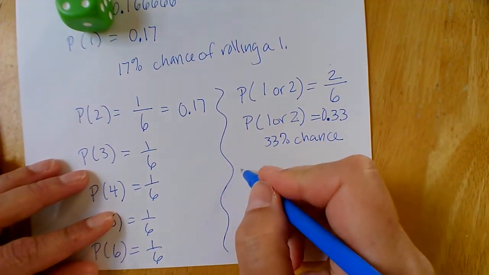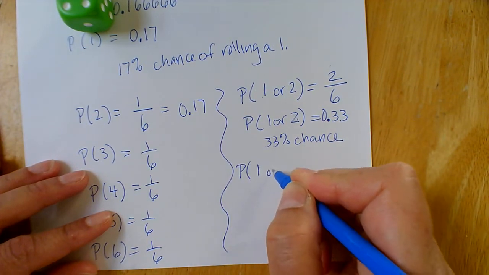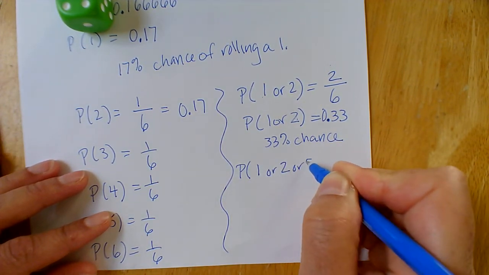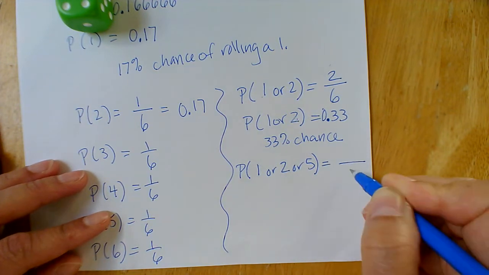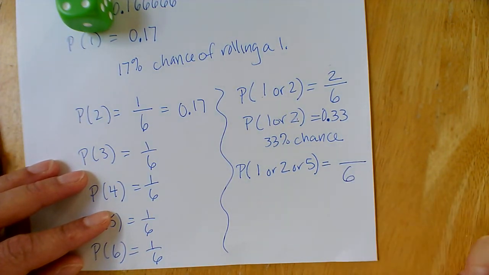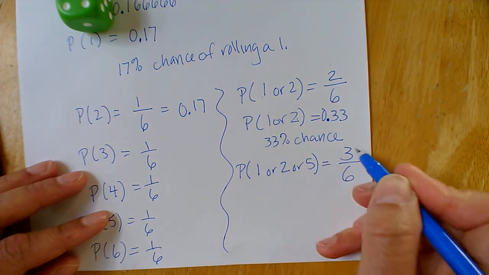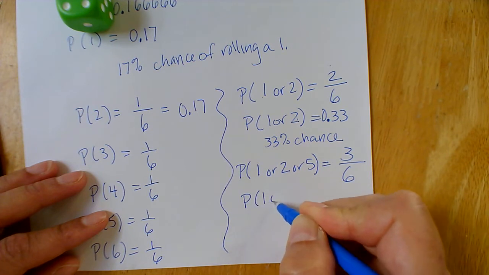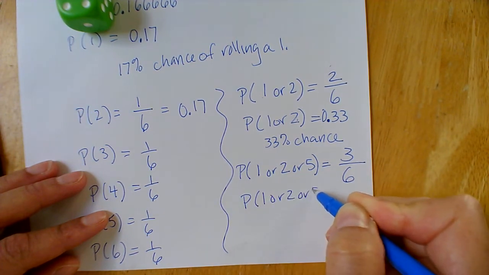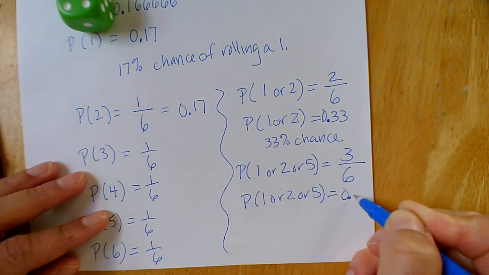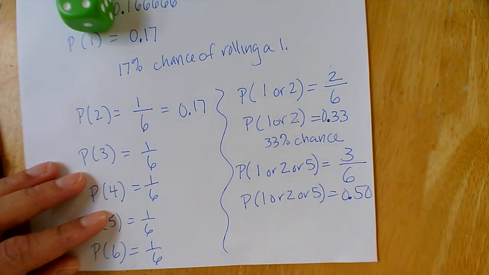All right. How about the probability of a 1 or a 2 or a 5? Well, we know in our sample space there's 6 numbers, and 1, 2, 3, there's 3 outcomes. So that's a 3 out of 6. So the probability of a 1 or a 2 or a 5 is 0.50.